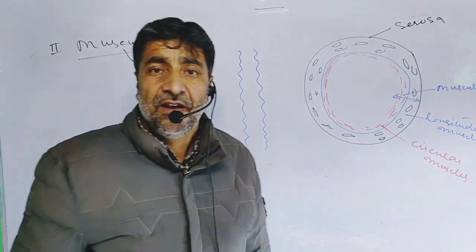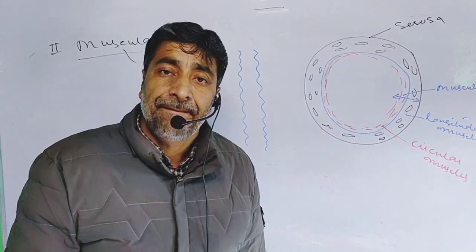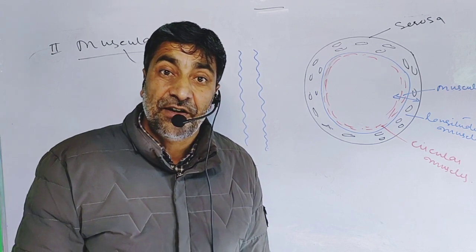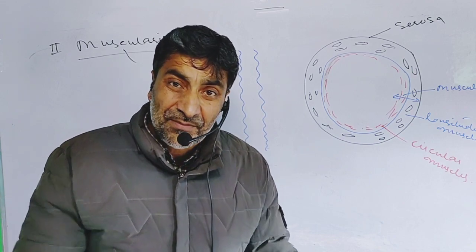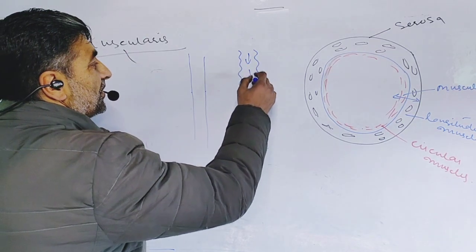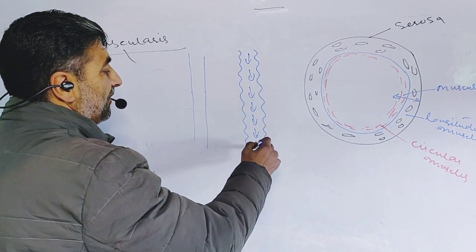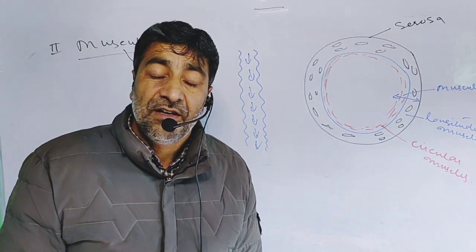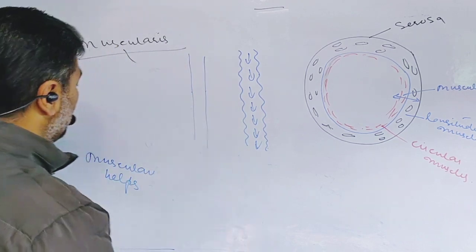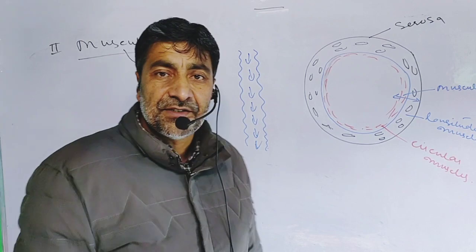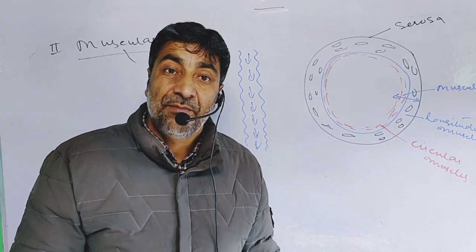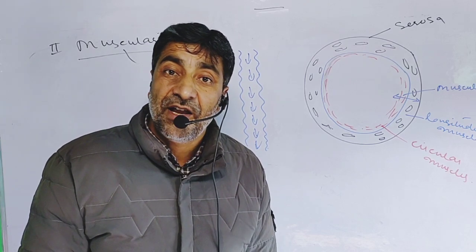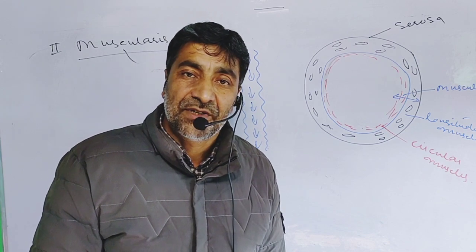This increase and decrease forms a wave pattern here. That is called peristaltic wave. It is because of this peristaltic wave that food moves in the digestive tract. This movement of food in the digestive tract due to peristaltic movement is called peristalsis. So, peristalsis is the process in which food moves in the digestive tract by peristaltic movement. Peristaltic movement is created by circular and longitudinal muscles of muscularis. Okay.